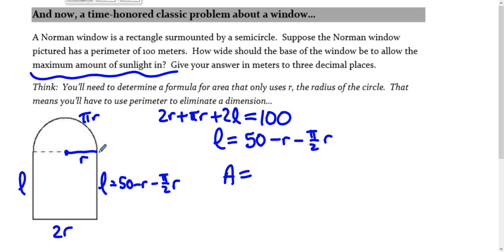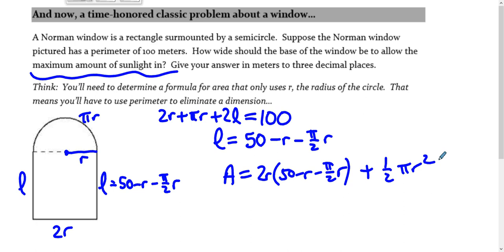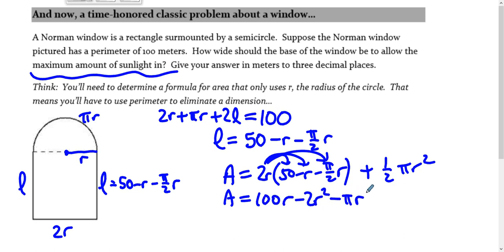What's the area? Well, it's the area of this rectangle, base times height, and the area of a semicircle. So still no derivatives yet, just algebra. Just algebra. And this is a plus half pi, so there.